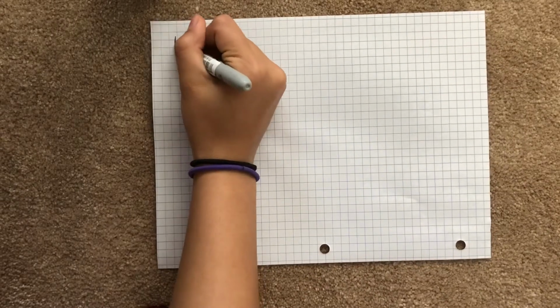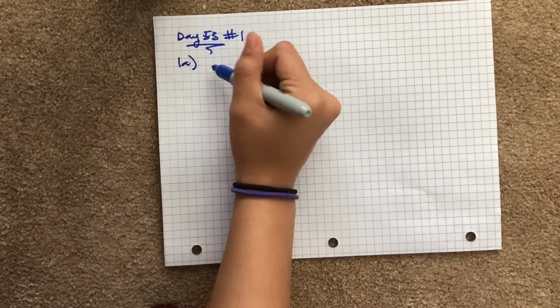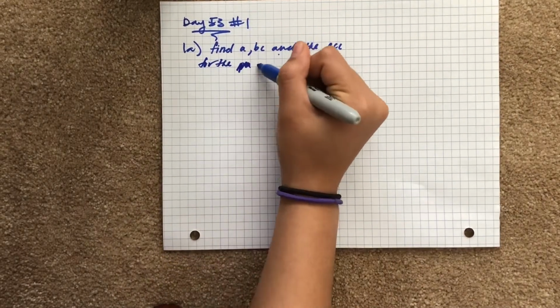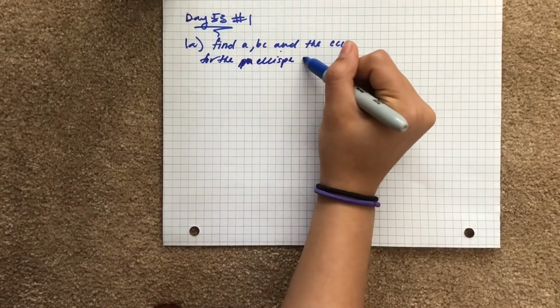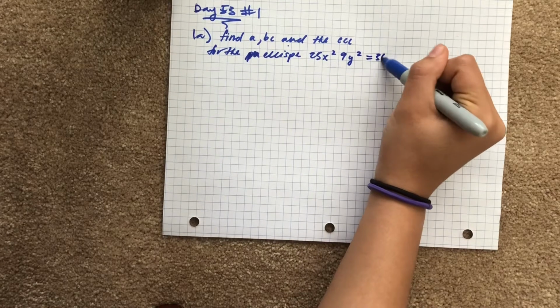So for my PBL problem, I will be solving for day 53, number 1. For part 1a, the question is asking to find a, b, c, and the eccentricity. The ellipse given to us is 25x squared plus 9y squared equals 3600.